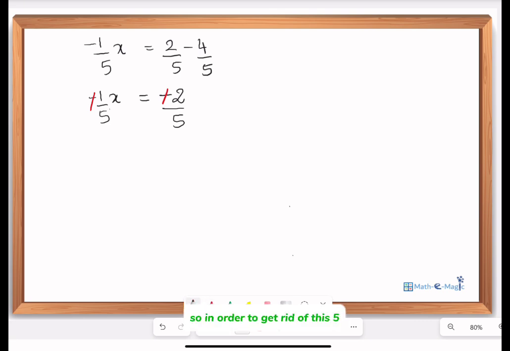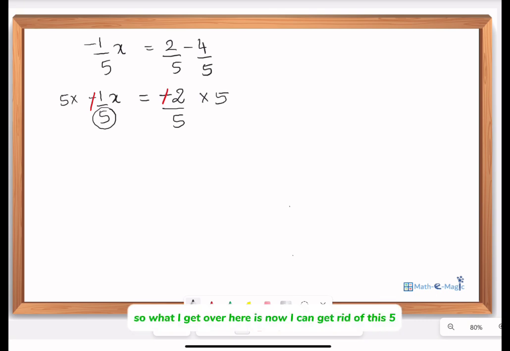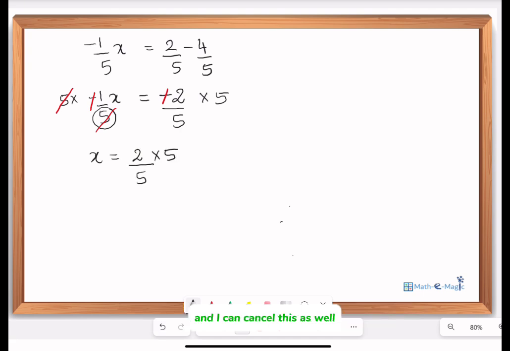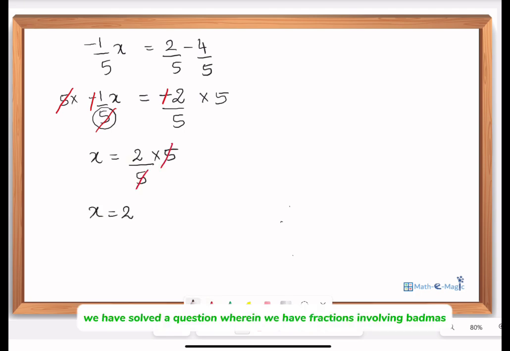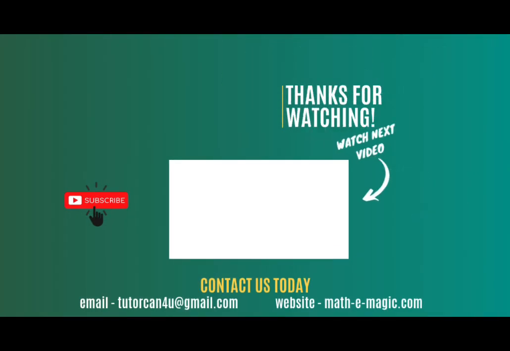Now I need to get rid of this 5. In order to do that, I need to multiply by 5 in the numerator, and I need to do the same on the other side of the equal sign as well. So now I can get rid of this 5, and what I will have is x equal to 2 divided by 5 times 5. I can cancel this as well, and my answer will be x is equal to 2. So we have solved a question involving fractions using BEDMAS.